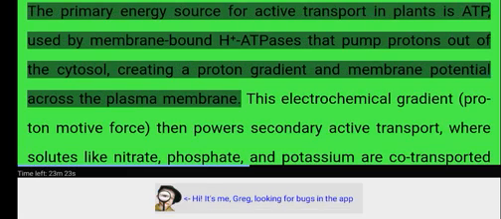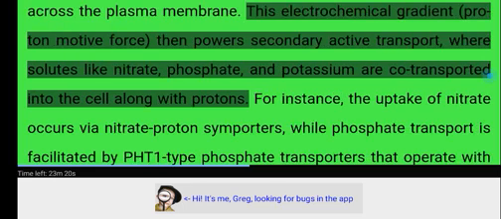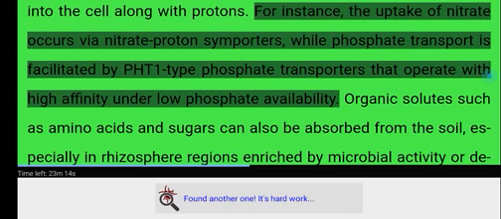The primary energy source for active transport in plants is ATP, used by membrane-bound H+-ATPases that pump protons out of the cytosol, creating a proton gradient and membrane potential across the plasma membrane. This electrochemical gradient, the proton motive force, then powers secondary active transport, where solutes like nitrate, phosphate, and potassium are co-transported into the cell along with protons. For instance, the uptake of nitrate occurs via nitrate-proton symporters, while phosphate transport is facilitated by PHT1-type phosphate transporters that operate with high affinity under low phosphate availability.